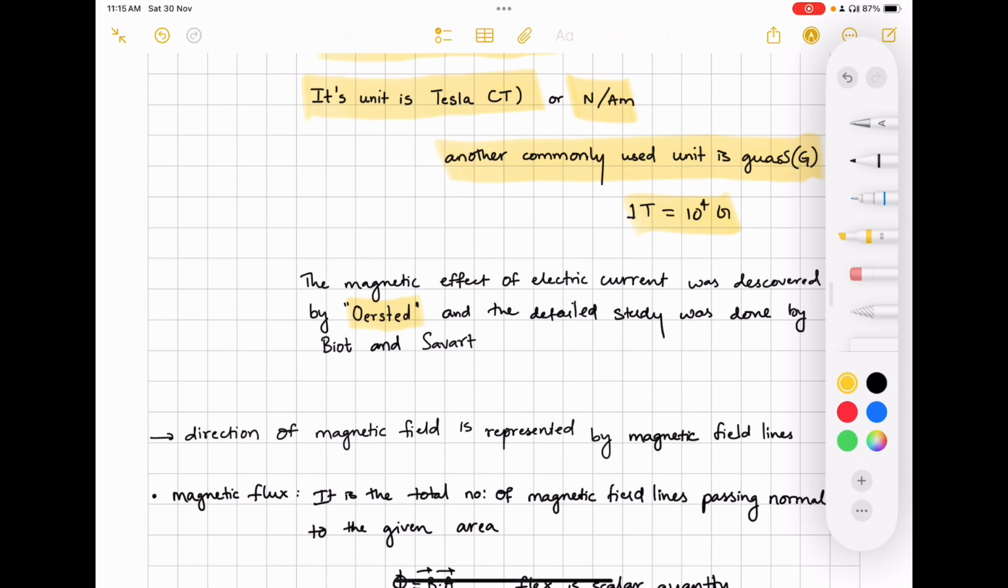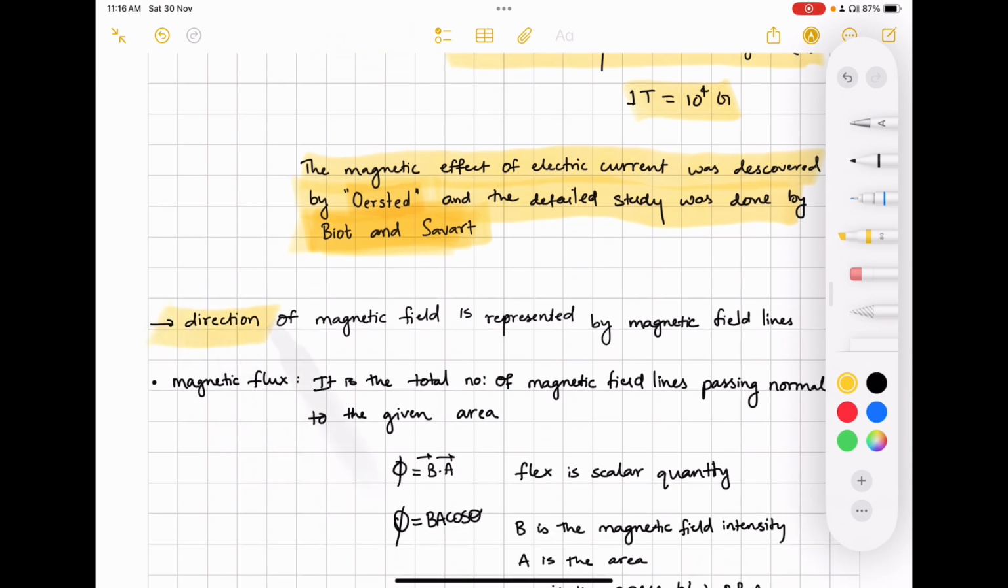Next point, the magnetic effect of electric current was discovered by Oersted, and the detailed study was done by Biot and Savart. And we will study about Biot-Savart law in the next class.